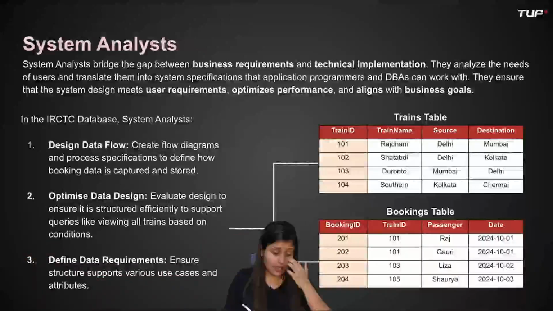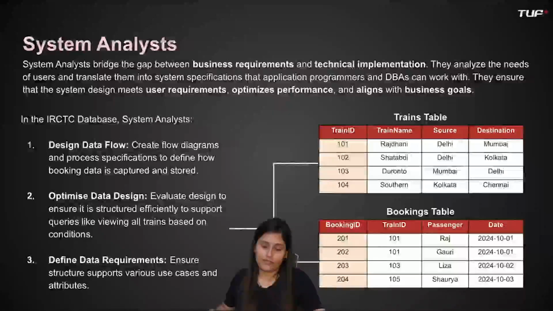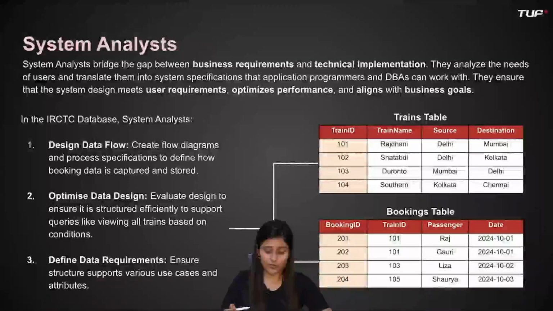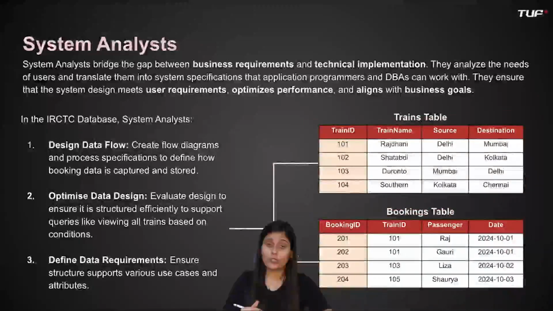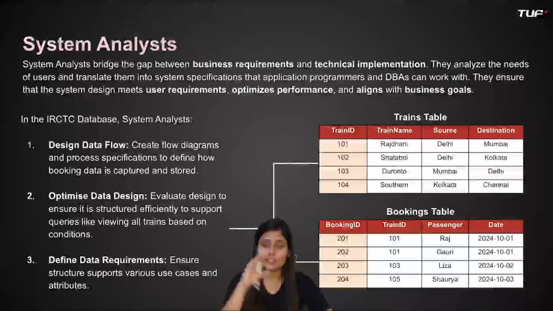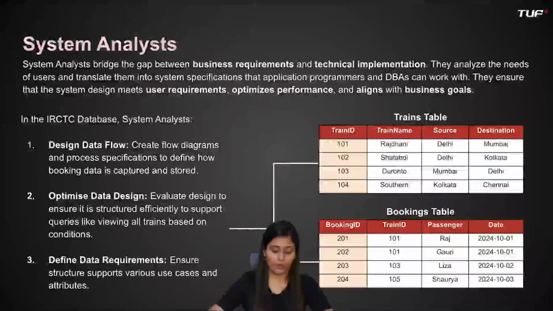It's not like they have created one page that is only applicable for one type of data fetching. No, it should be reusable, like how we use reusable code. So they also ensure that the structure supports various use cases and attributes. Here, if you can see the train table, this is how the data will be stored in the database system. But when a user wants to see some data, or let's suppose they want to cancel a ticket, how the UI should look, the system analyst will decide based on the user requirements, and then the application programmer and DBA will align with them and get things done in the real-time environment.